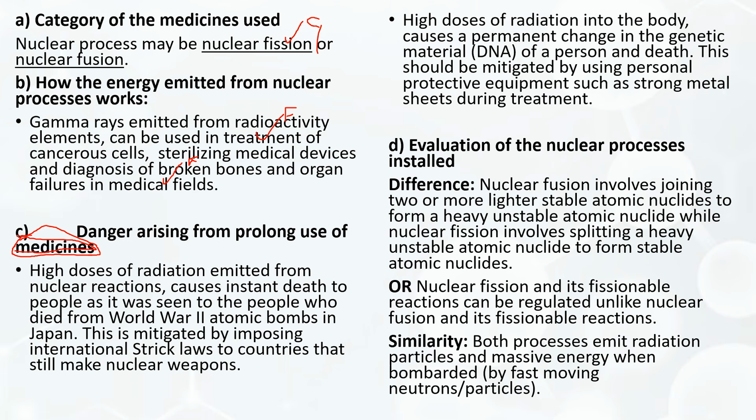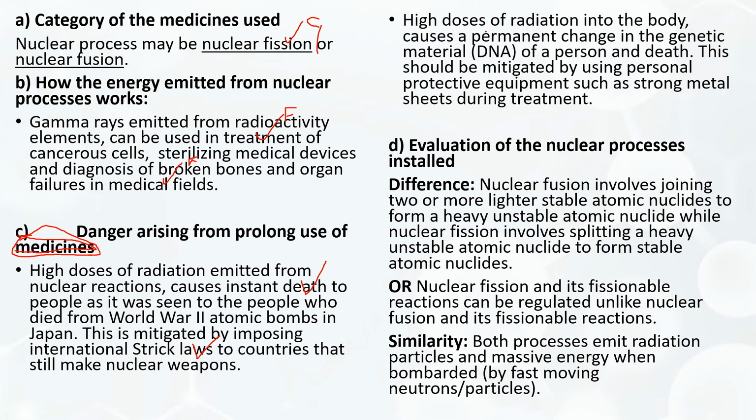So they want us to talk about the danger, but as we say, you explain the danger, and then you put the mitigation. So you're saying that high doses of radiation emitted from nuclear reactions causes instant death to the people, as it was seen to the people who died from World War II atomic bombs in Japan. This can be mitigated by imposing international strict laws to countries that still make nuclear weapons.